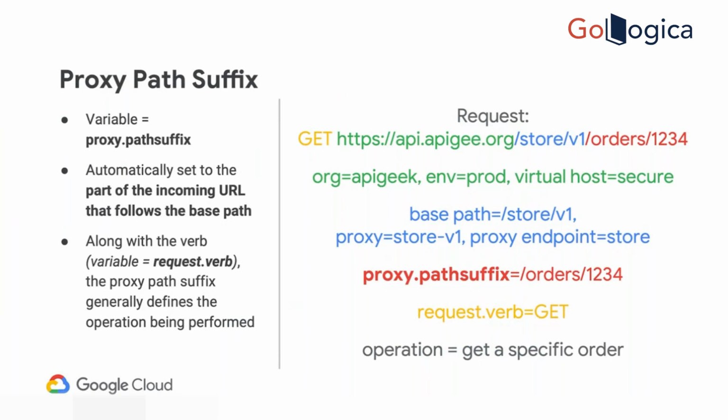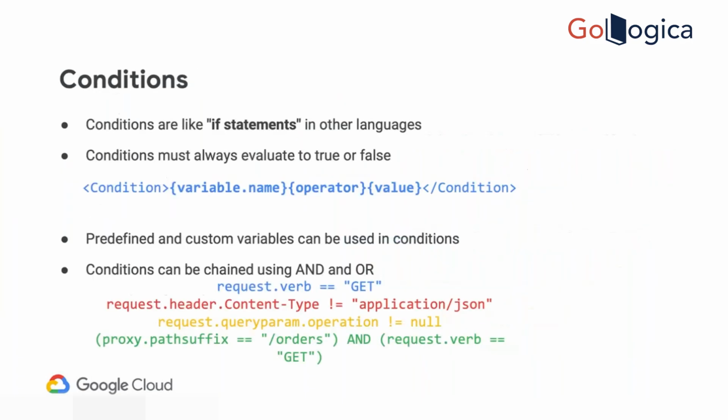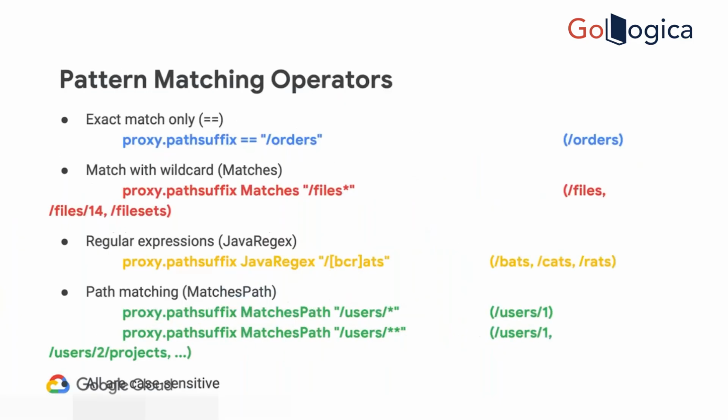So conditions I already told you about. In conditions you can also use AND and OR. You can have multiple conditions and use the AND operator or the OR operator, so if condition one and condition two both, or the OR operator. You can use a combination. Then in pattern matching, we have double equals, which is an exact match. Now you have the matches operator. There is a matches operator.